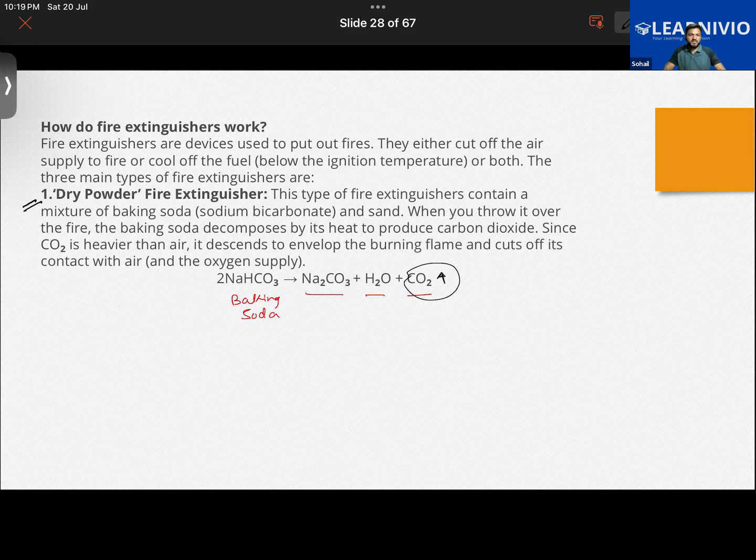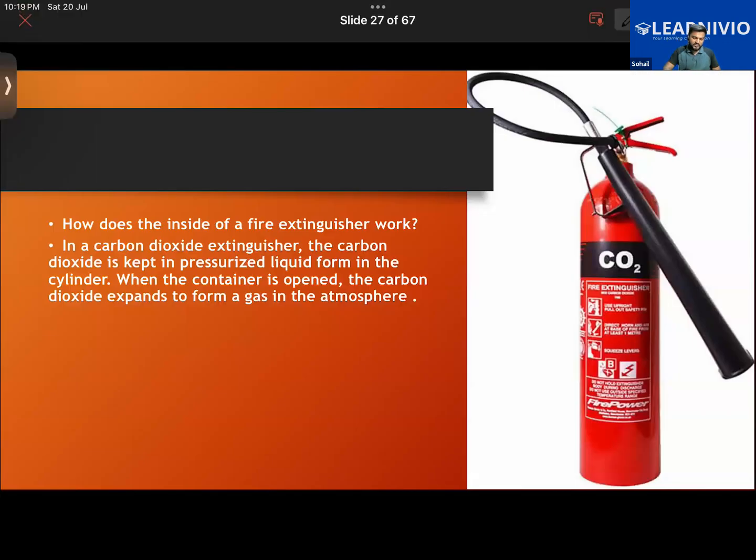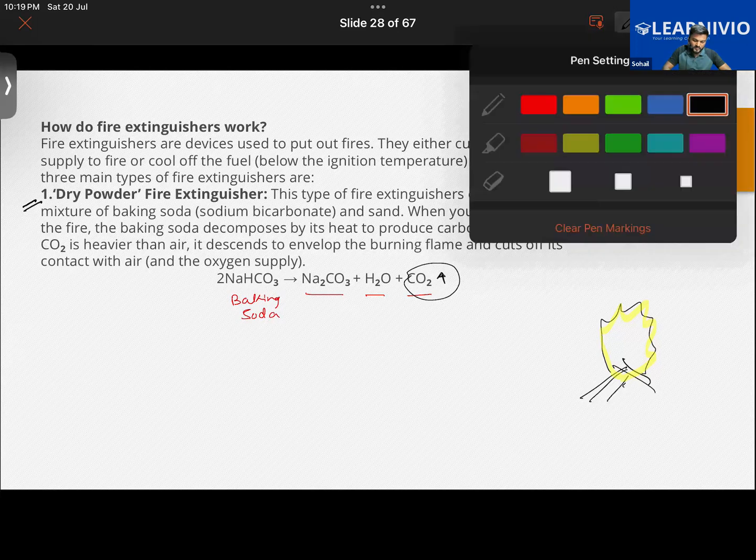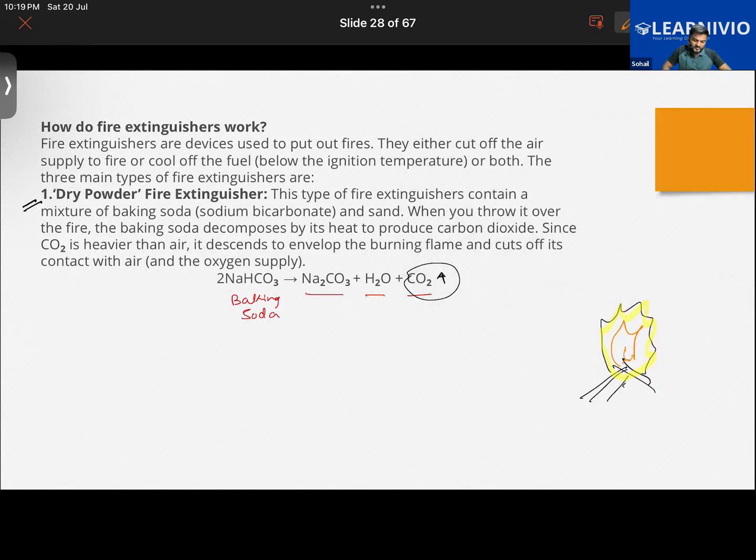Yes, Aisha. Carbon dioxide, is it heavier than air or lighter than air? In the previous classes, as we have discussed, whenever there is a fire, what will carbon dioxide gas be doing? Say some substance is on fire. It is burning because it is in contact with oxygen gas.